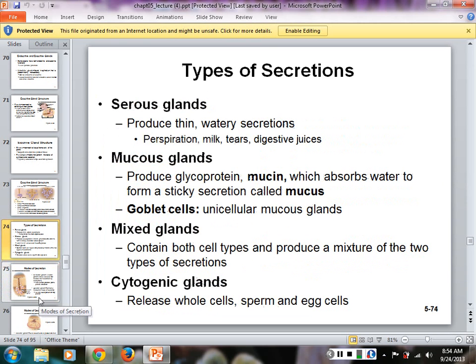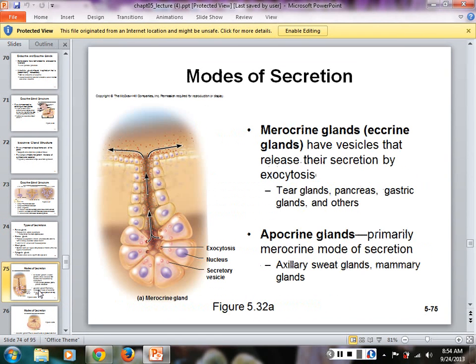Modes of secretion. Like I said, the mucus glands are found in a lot of the systems. Your digestive system, of course, secretes what? Mucus. The vagina has what? Mucus. Your eyes, there's mucus in your eyes. But anyway, here are the modes of secretion: merocrine glands, apocrine glands, and of course you need to know the mode of secretion for your holocrine or sebaceous gland as well.